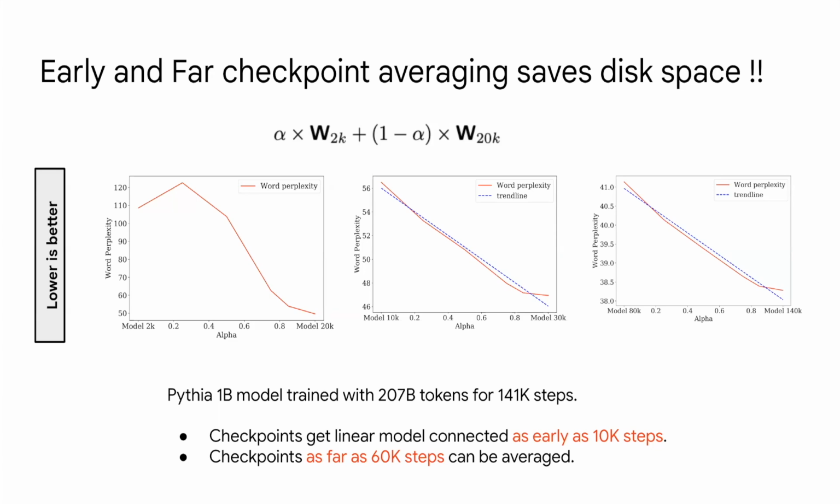These plots are created with Pythia 1B models. These Pythia models have open sourced their intermediate checkpoints, so that was the thing I used while writing this paper. I used these open source checkpoints to make these plots. So to run this experiment, I don't have to go back and train these Pythia LLMs. Rather, I have used the open source checkpoints available to me.